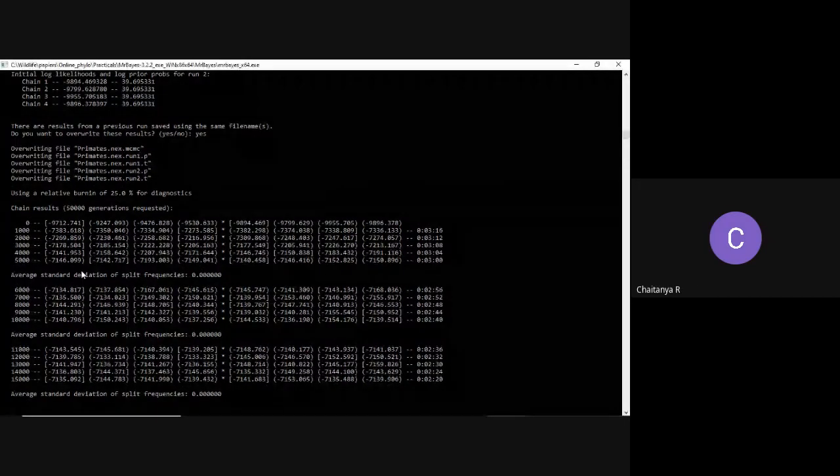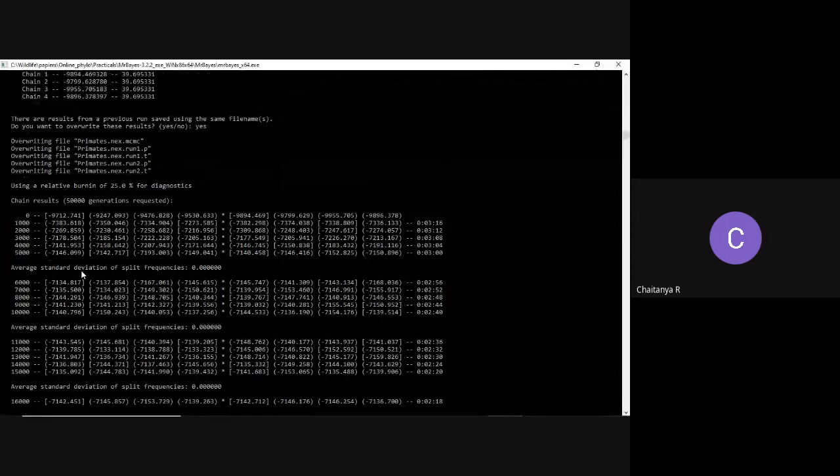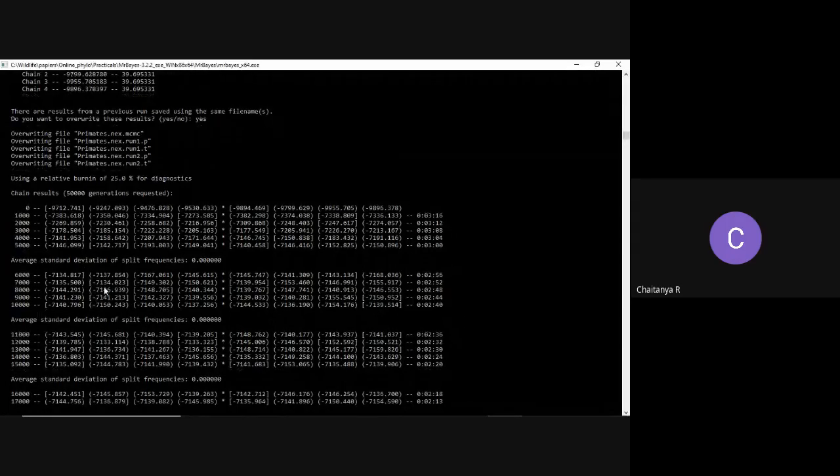Not the highest value. Cold chain and hot chains. Exactly. So the square brackets, no chocolates though, okay?